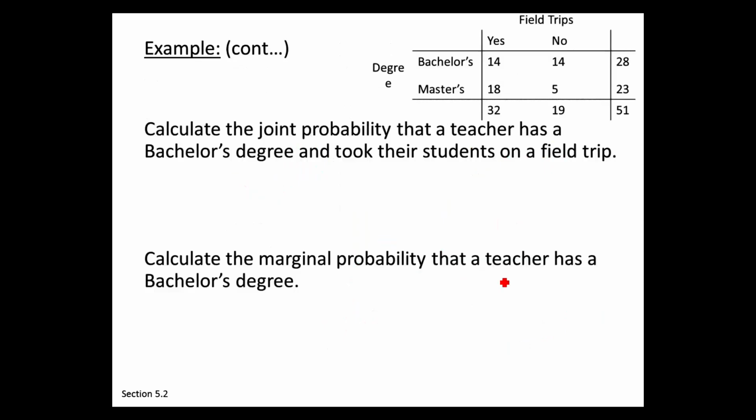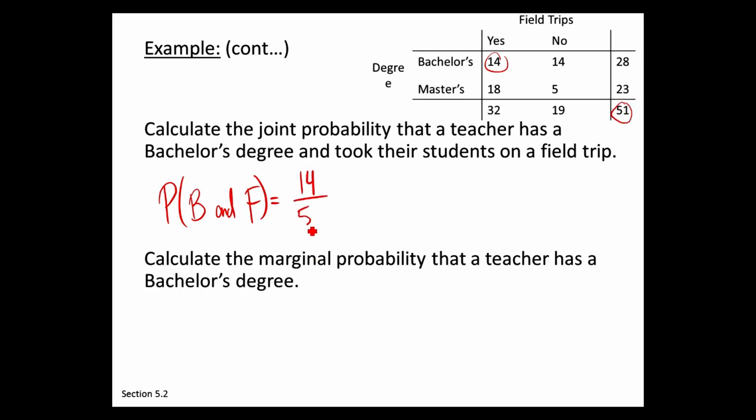I think I got this table on the next one. Yeah, there it is, if you're still trying to copy down. So what's the joint probability that a teacher has a bachelor's degree and took their students on a field trip? What do you think? So how many people had a bachelor's degree and went on a field trip? 14.